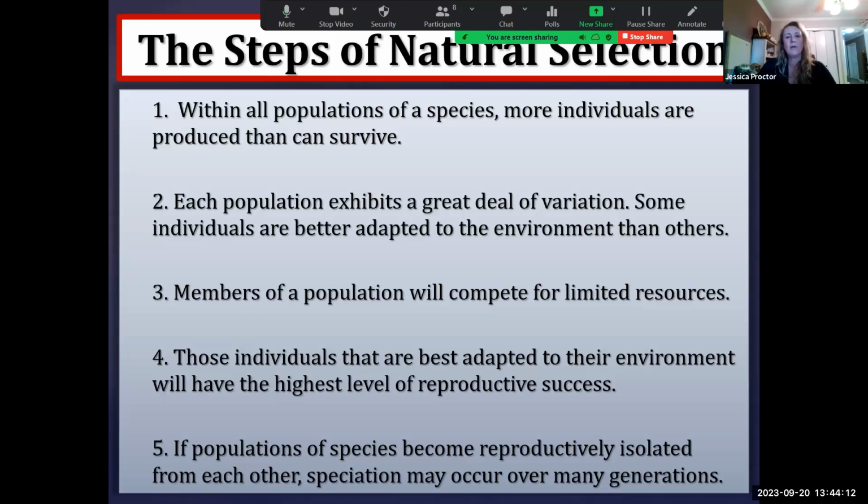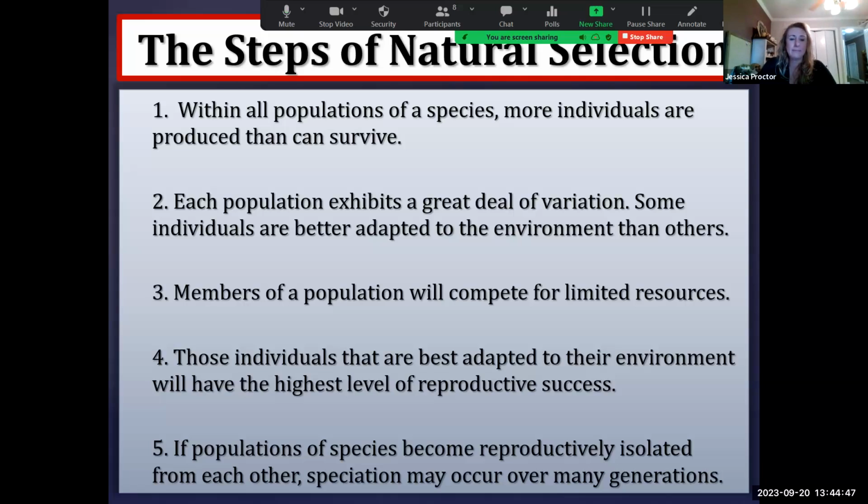All right, number two, each population exhibits a great deal of variation. Some individuals will naturally be better adapted to the environment than others, okay? And that's impacted by the genes that they have within their DNA, and sometimes also influenced, of course, by the environment and by behavior. But even if we're just looking strictly at those traits that are genetic, there will be genetic variability within a breeding population. And simply, some individuals will possess the genes that code for beneficial traits, and some will not.